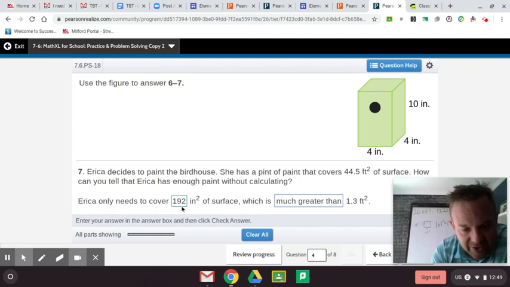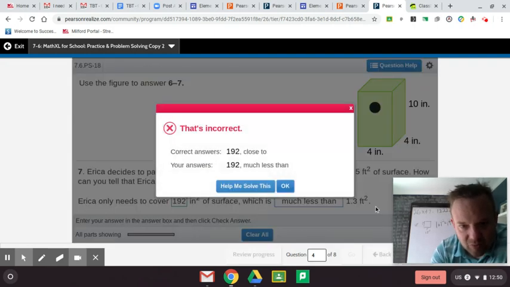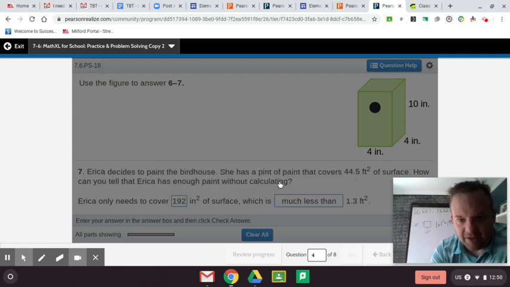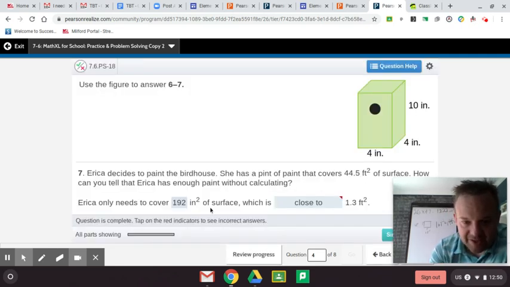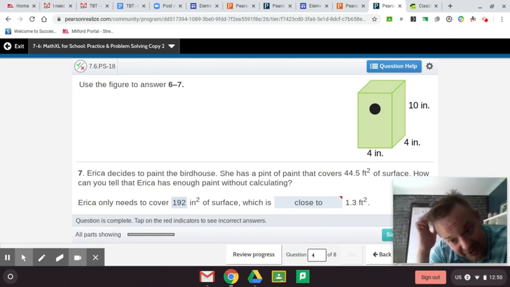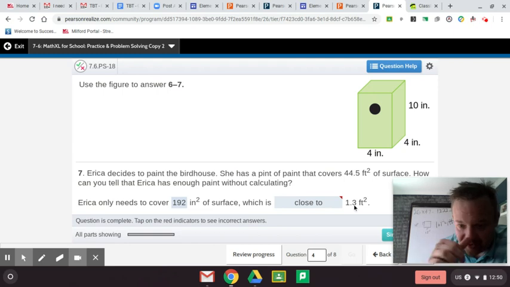So Erica only needs 192 inches squared of surface, which is much less than, I don't know why this is not working, which is close to, okay, all right, I have figured it out. I'm thinking 192 inches squared is a lot less than 44.5 feet squared, because 44.5 feet squared is 6,408 inches squared. But they now changed the number, and this is where I made a mistake, to 1.3 feet squared. They now changed that number to that.